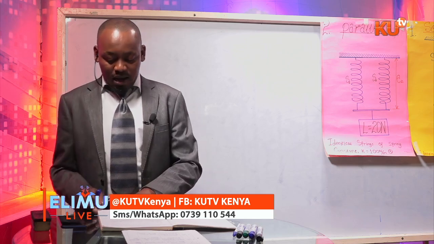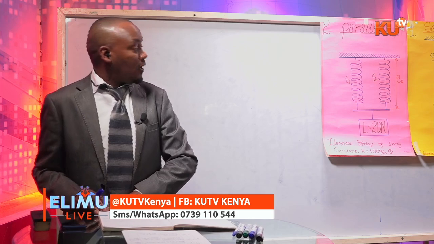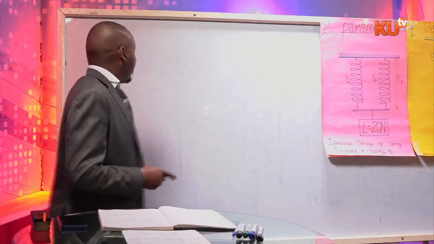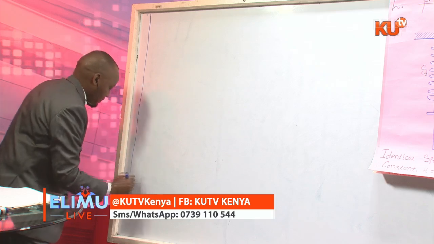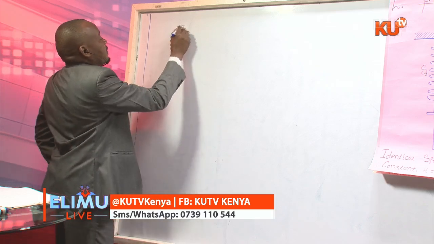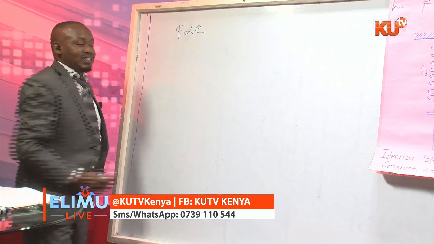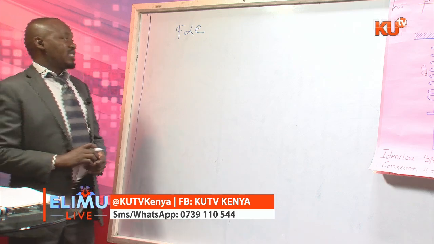The finding was made by one scientist called Robert Hooke, in which he found out that force will always be proportional to extension. Force will always be proportional to extension.